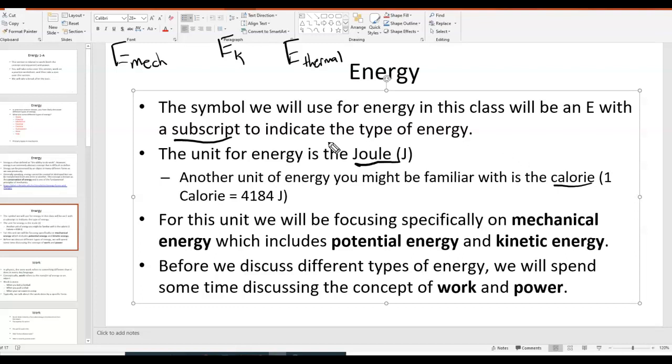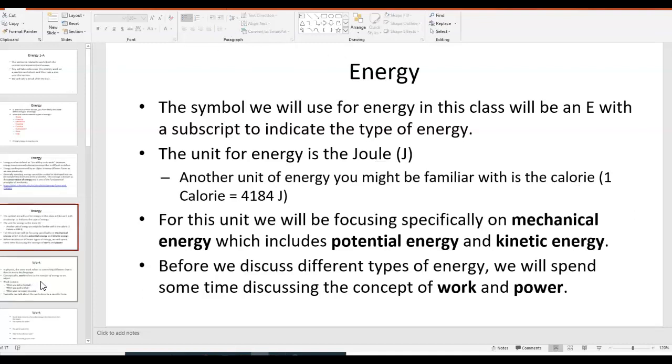So I said before in this unit we're going to be focusing on mechanical energy, which includes potential energy and kinetic energy. Now, before we get to those types of energies, we're going to start with the basics, and we're going to start off by talking about work and power. Pause there if you need to write any of that down.